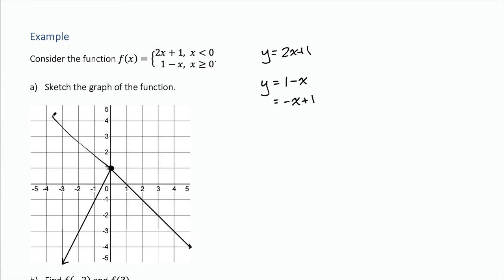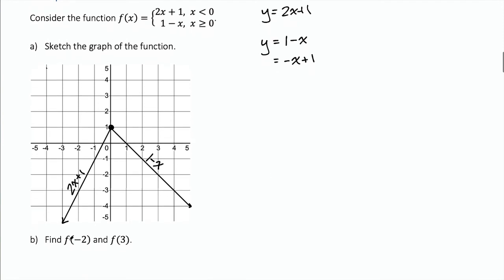Okay, and again, the line itself would go all the way. However, I'm only using that line when x is greater than or equal to 0. So I don't actually have this left portion of the line. Okay, so this line right here, that's the 2x plus 1, and this right here is the 1 minus x. So that's a sketch of this piecewise function. Hopefully you can see now why it's called piecewise. It's got two different pieces to the graph.